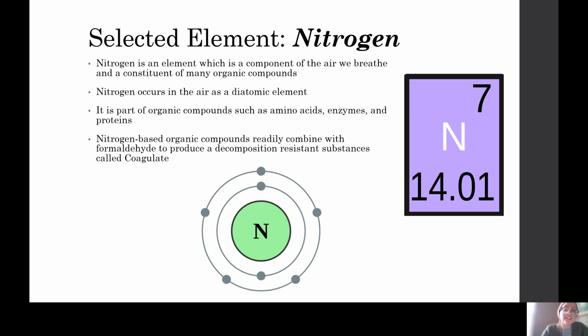So as you can see, nitrogen readily combines with formaldehyde to produce decomposition-resistant substances, just like we don't want our food to spoil. When we're preparing the human body, we use preservatives to halt or slow decay. So we use nitrogen. And that's just your quick lesson today.